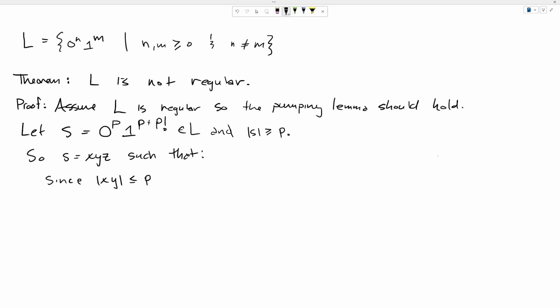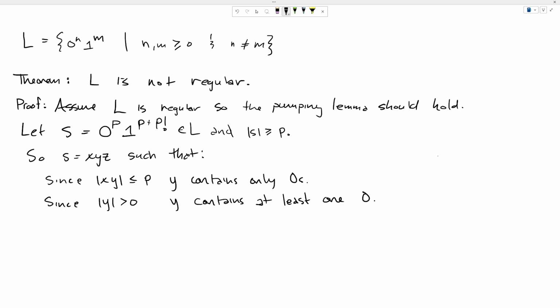And remember, we were already reasoning with these ideas, so let's get them down. Since the length of xy here is less than p, y contains only zeros. Since the length of y is greater than 0, remember, it can't be empty, y contains at least one zero. So again, we already were reasoning with these two points. They were central to the reasoning we were making earlier, that y has to contain some number of zeros. But I'm going to make it very explicit here, because it's going to become important in our argument, that we know that the length of y must be in this range from 1 up to p.